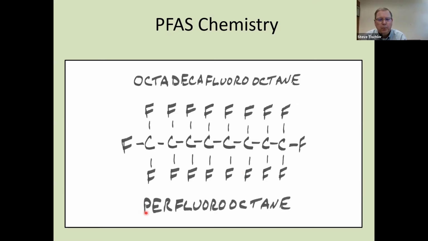chemistry, per in this context in chemistry is the prefix and it stands for the word fully. So perfluorooctane is a fully fluoridated carbon chain. So per meaning fully. So fully fluoridated octane chain. Okay, everybody following me so far?